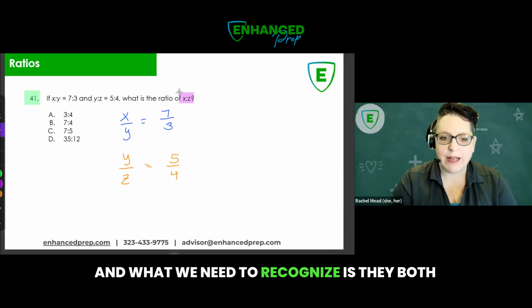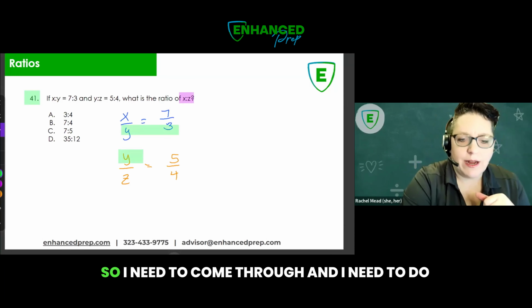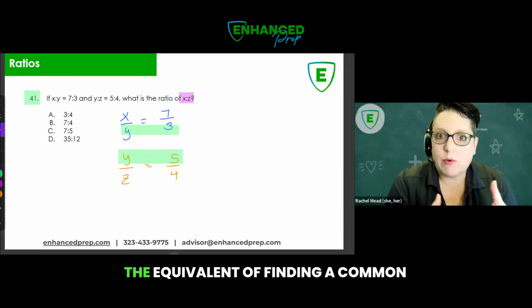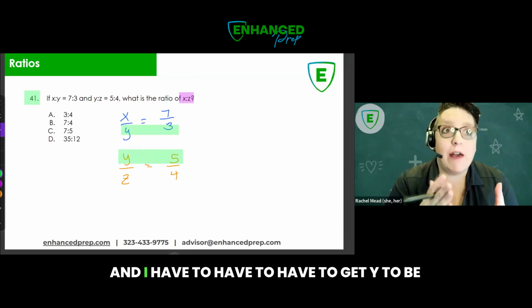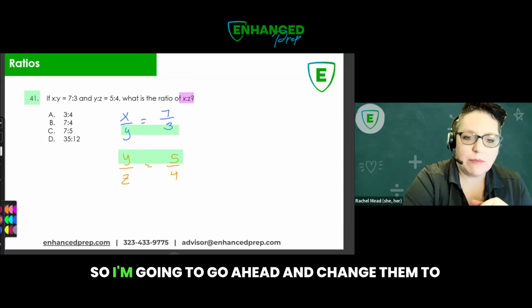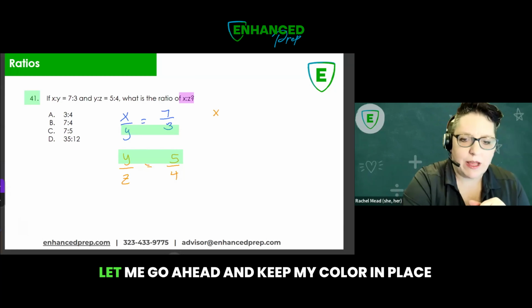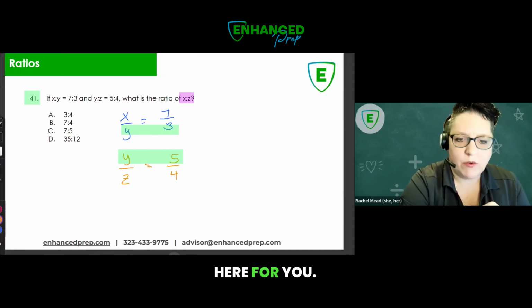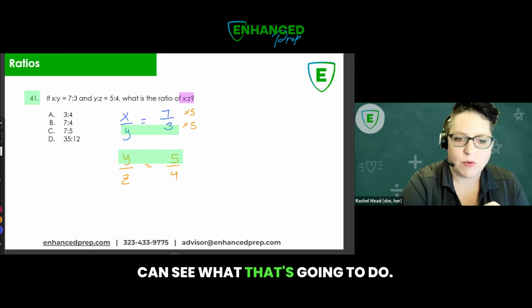And what we need to recognize is they both have y in them, but they do not have the same y. So I need to do the equivalent of finding a common denominator for my fractions here. I have to get y to be the same number in both of these. So I'm going to change them to 15. If I multiply both of these by 5 here, we can see what that's going to do.